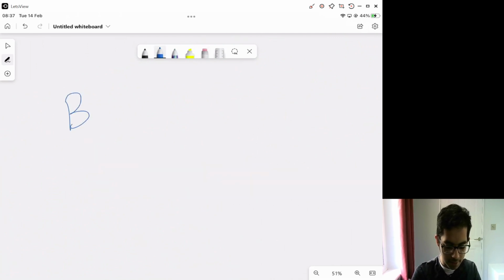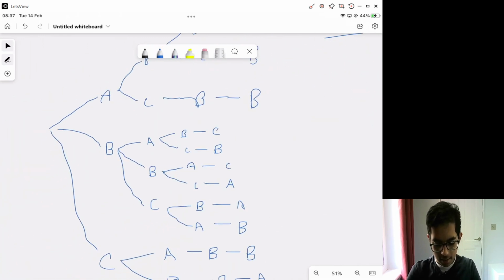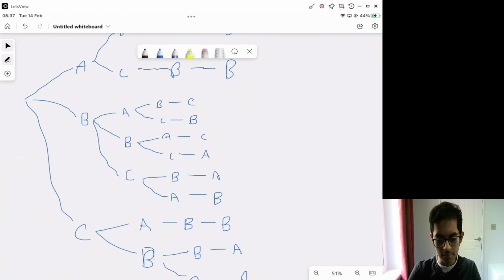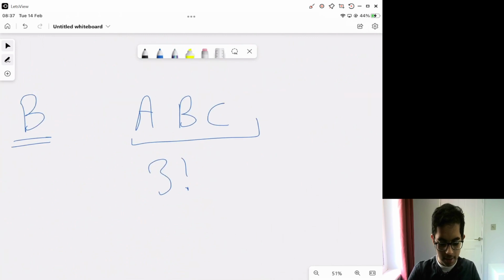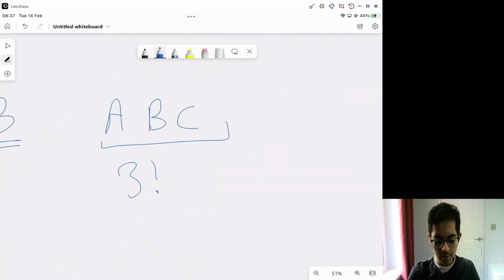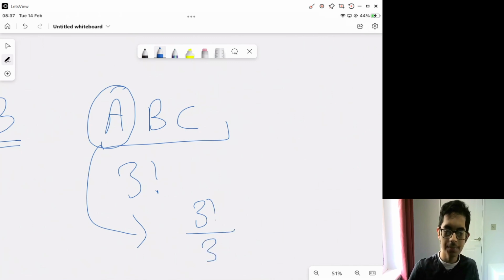So B is the first one, hence we know that the other characters must be A, B, and C in some order. Hence we have 3 factorial different arrangements of these, which is basically 6, which you could see is correct over here. So now how does this help us? This basically means that we know there are 3 factorial different arrangements of A, B, and C. And then we also know that the number starting with A has to be 3 factorial divided by 3, since there aren't any duplicates.